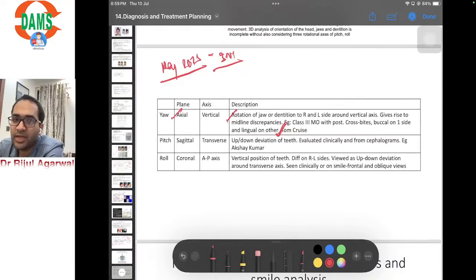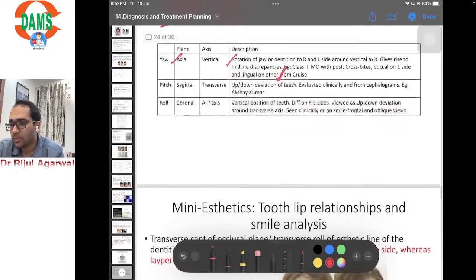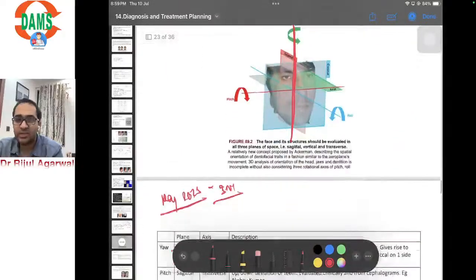Next is pitch. The plane is sagittal, the axis is transverse, that is up and down deviation. And how do you evaluate it? Clinically and from cephalograms. An example is Akshay Kumar, because when you look at him smiling, there is an excess amount of gingival display. There might be a problem that his maxilla is down in front. Roll is coronal, that is vertical positioning of the teeth, different positioning on the right and left side, up and down deviation around an anteroposterior axis. I hope this is clear.